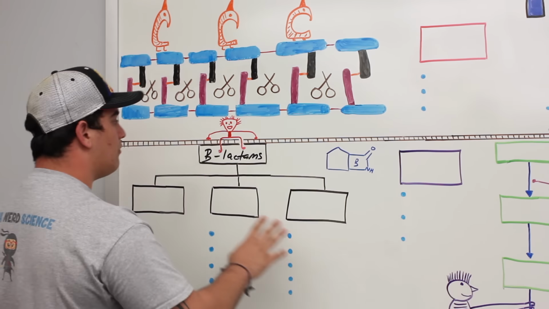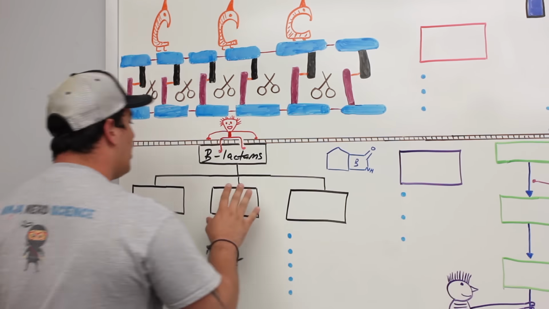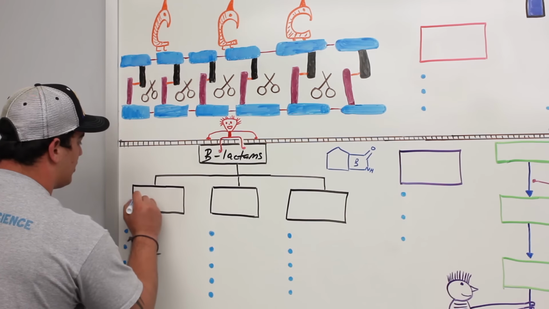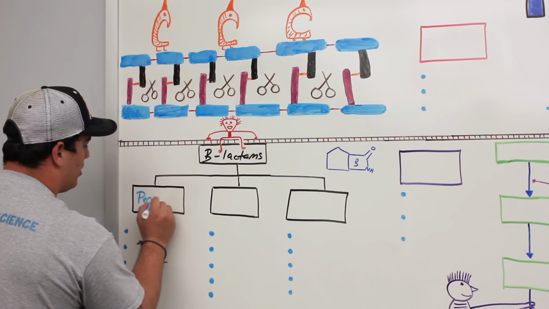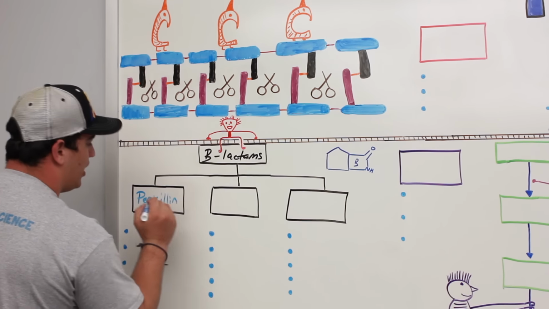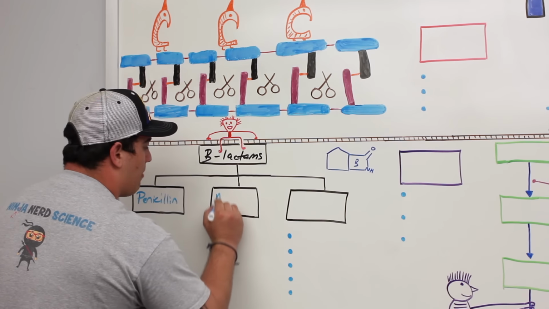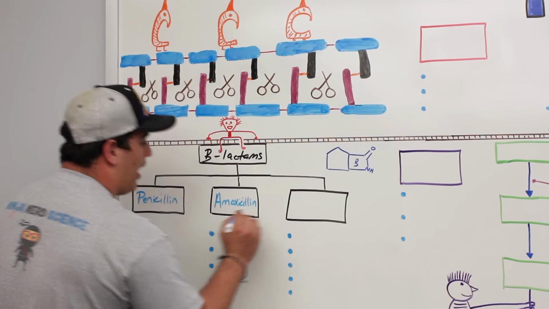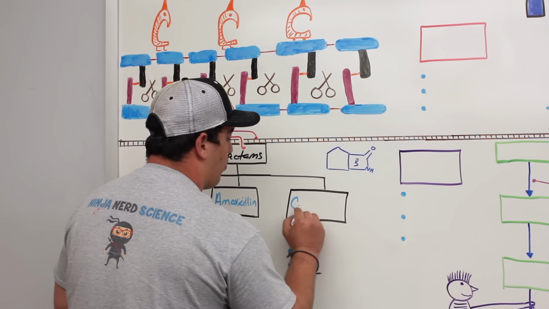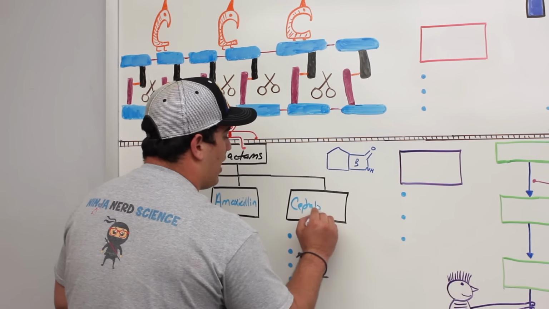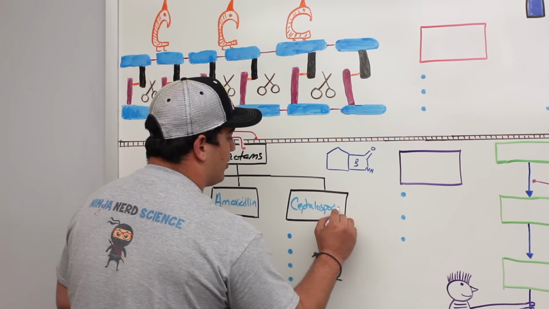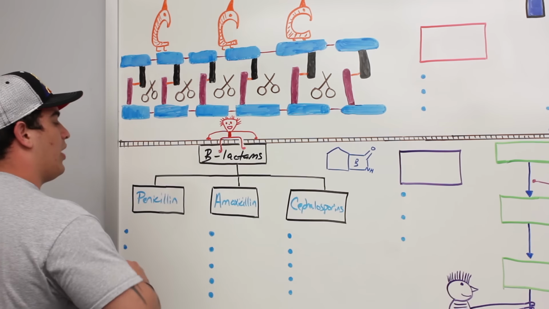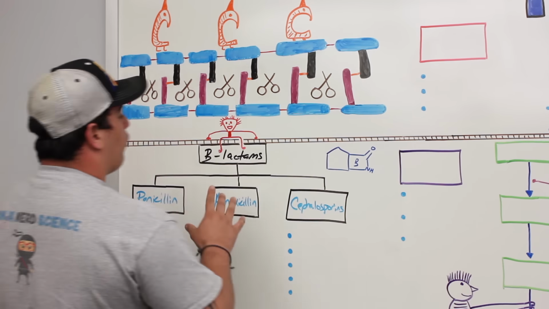The beta-lactams we're going to focus on are specifically the penicillins. We'll talk about penicillin, specifically penicillin G, and then we're going to talk about amoxicillin. Then we're going to talk about cephalosporins, and we'll talk about all the generations of cephalosporins. Before I do that, let's take a look at the overall cell wall structure.